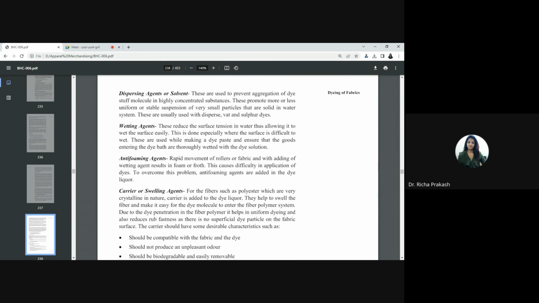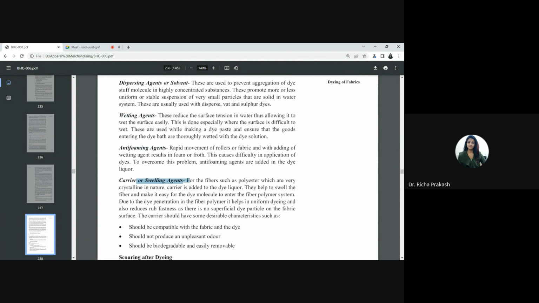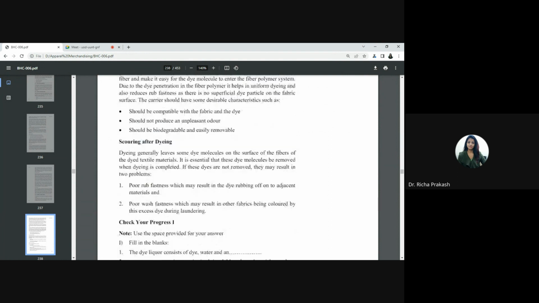Dispersing agents are the solvent that prevents the aggregation of dyestuff molecules. Many a time you must have observed, you put something in water and it becomes lumps. So dispersing agents actually prevent that. Then there are wetting agents, anti-foaming agents, carriers or swelling agents. All these things are there.